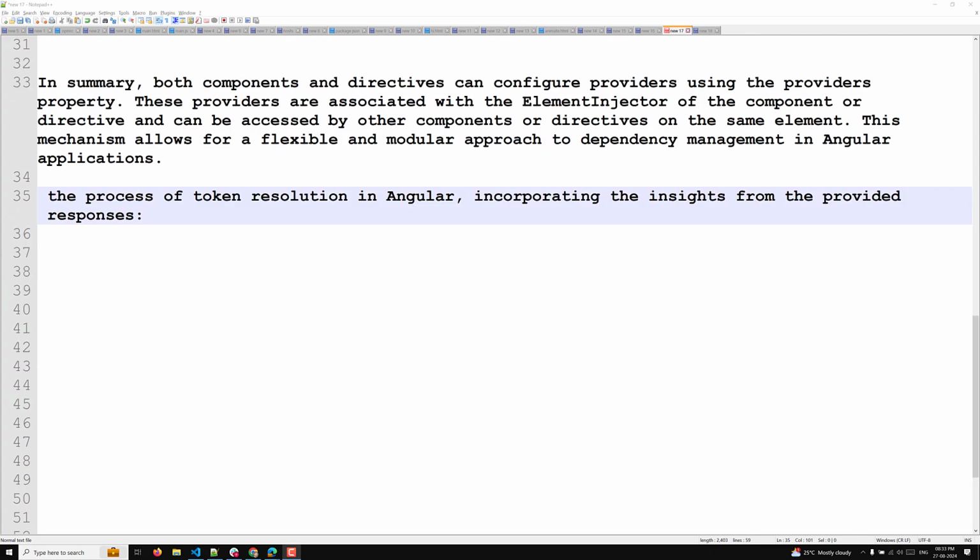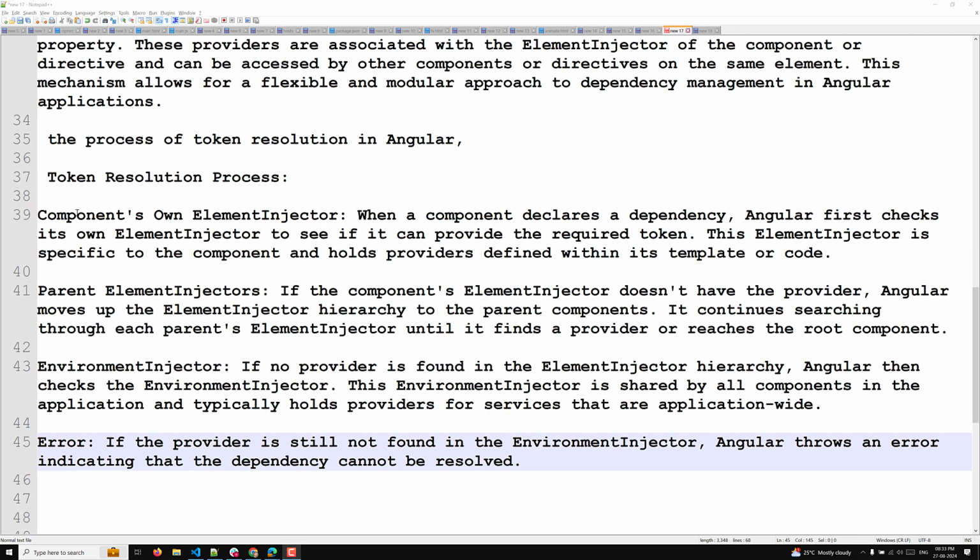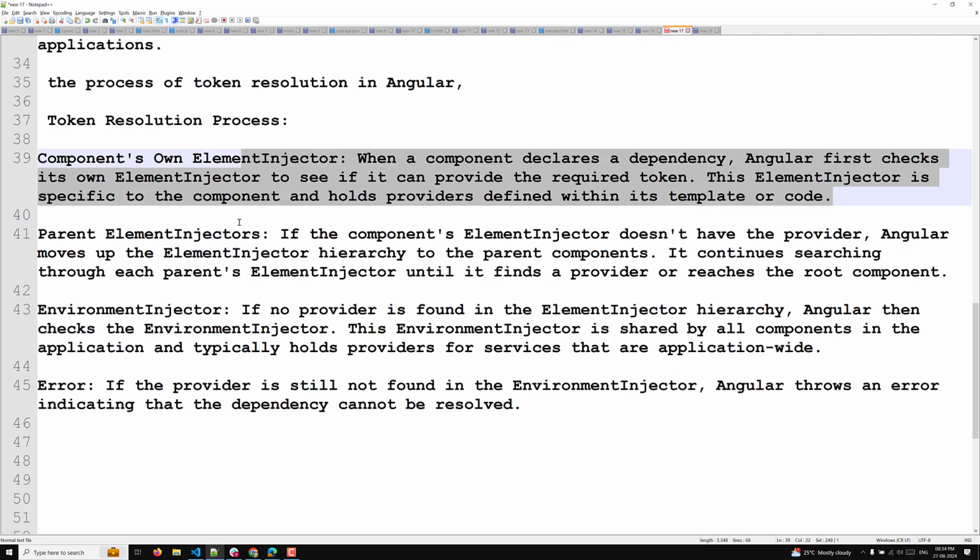Now coming to the next part, we need to understand the process of token resolution in Angular. So now the token resolution process. First one is the component's own element injector. When a component declares a dependency, Angular first checks its own element injector to see if it can provide the required token or not. This element injector is specific to the component and holds providers defined with its template or code. It is the first place where Angular will check.